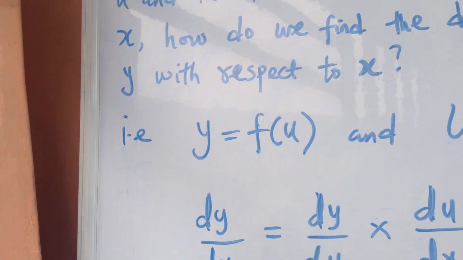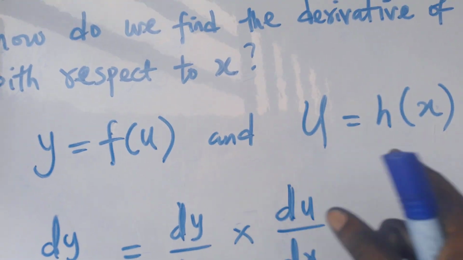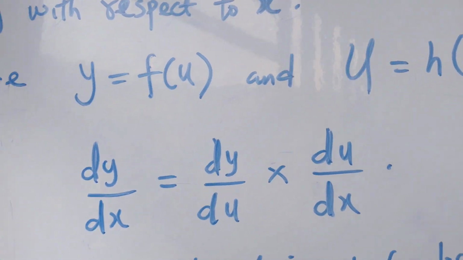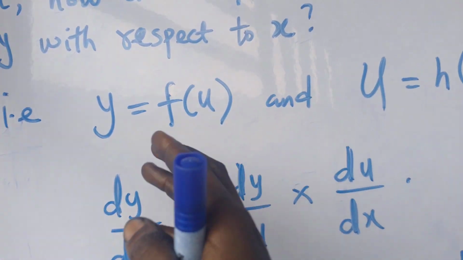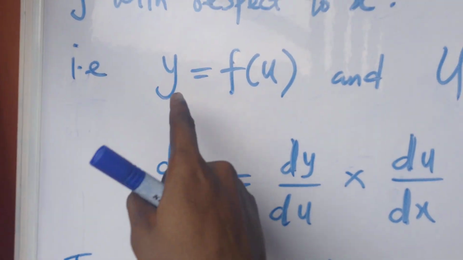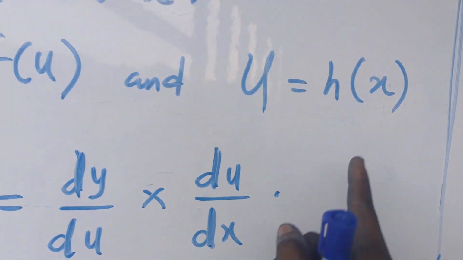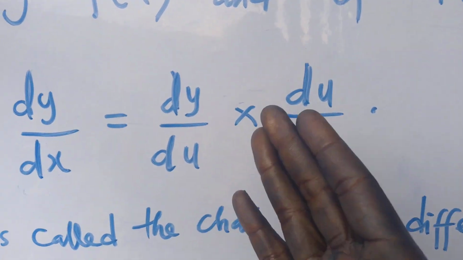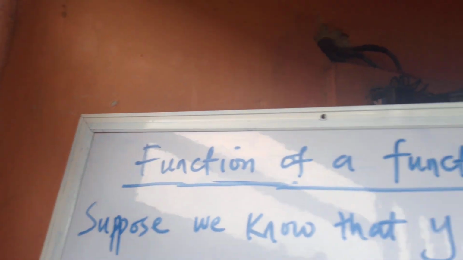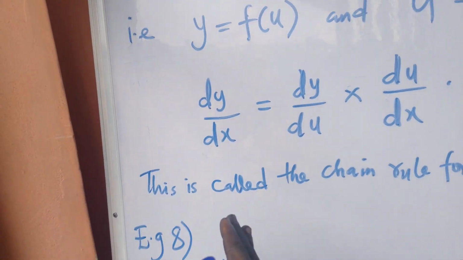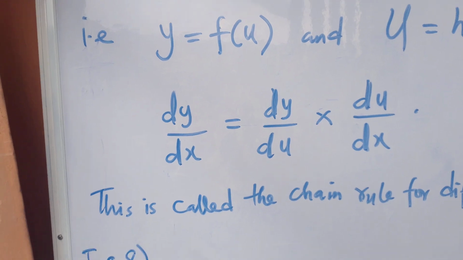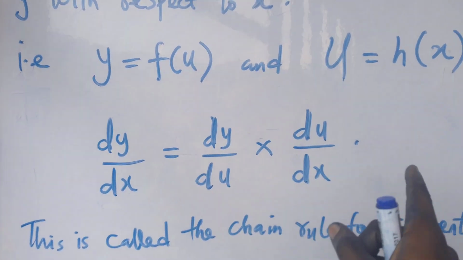What this statement means now is that y is equal to f of u, and that u is also a function of x, which is u equals h of x. Now this means that the derivative dy dx is dy du times du dx. Simple. So if y is f of u and u is also a function of x, it means that dy dx is equal to dy du times du dx. This is called the chain rule for differentiation. So whenever you are looking at function of a function, your mind should go to the chain rule of differentiation. We'll make use of this rule in solving questions.